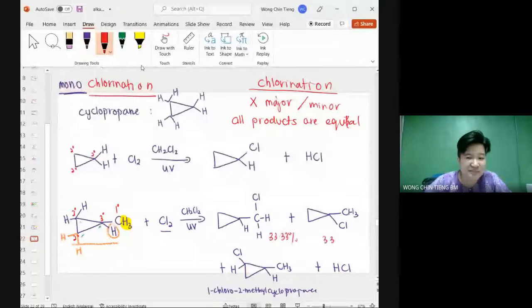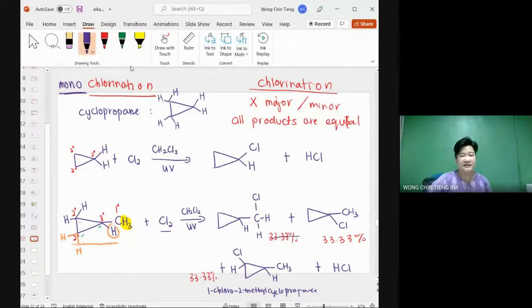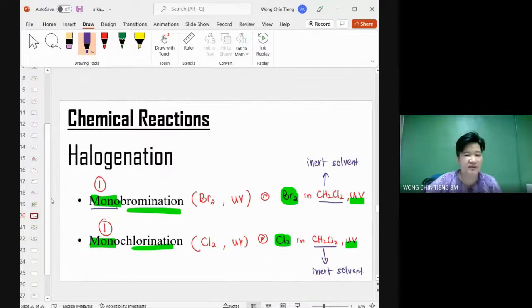Bila dia tak ada label major minor, kita tak perlu label lah major minor tu. Okay, 33.33% ni saya yang ajar ni, sekarang saya letak lah. Okay, dalam exam tak payah letak. Okay, so what makes bromination and chlorination different other than using Br2 and Cl2? Budak selalu akan nampak, oh, bromination guna Br2, chlorination guna Cl2. Sayang, banyak lagi.